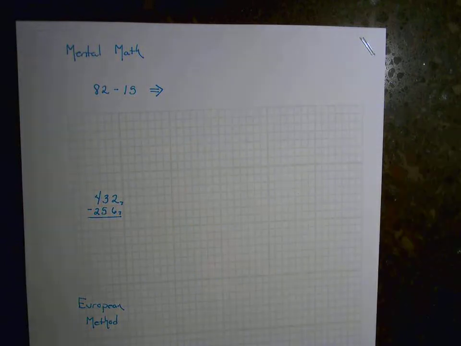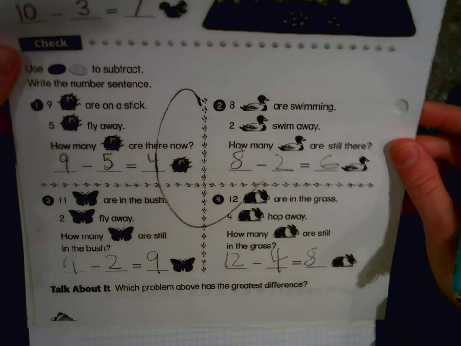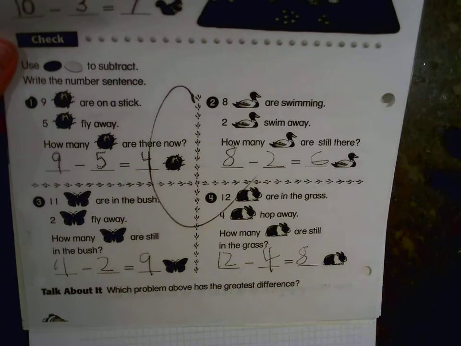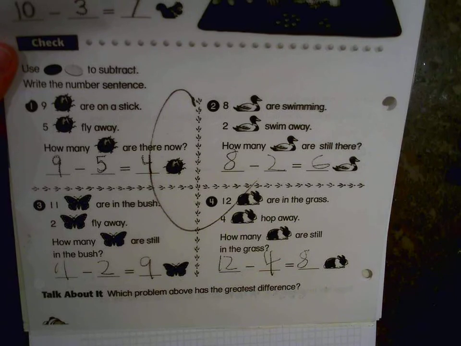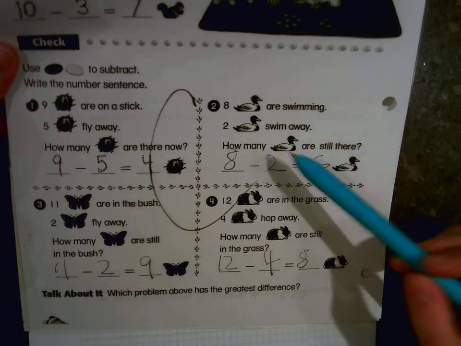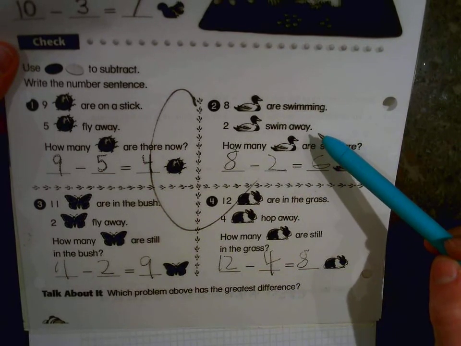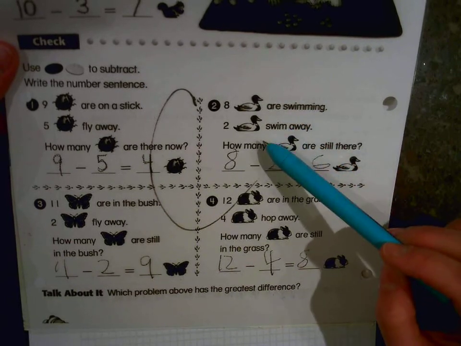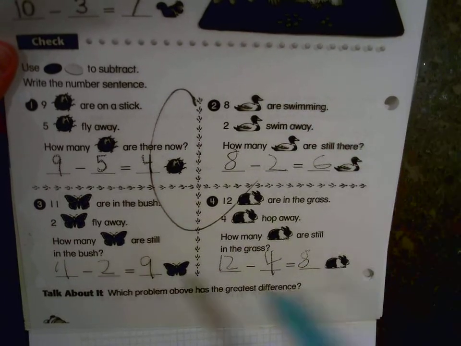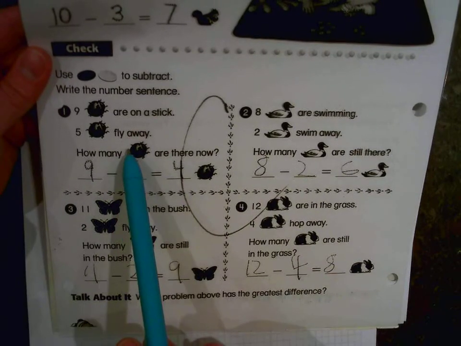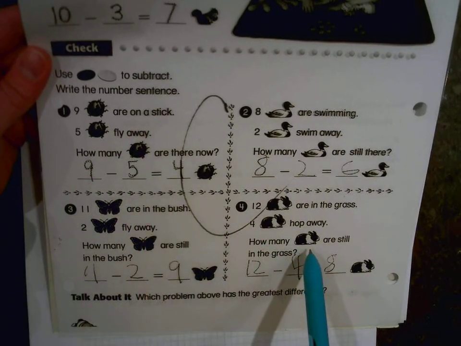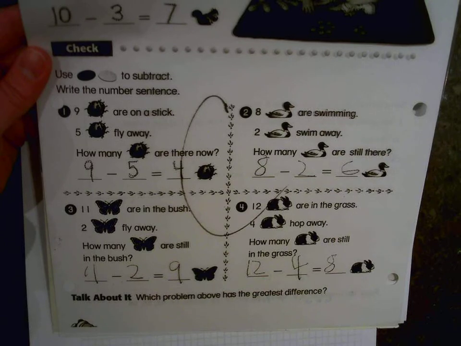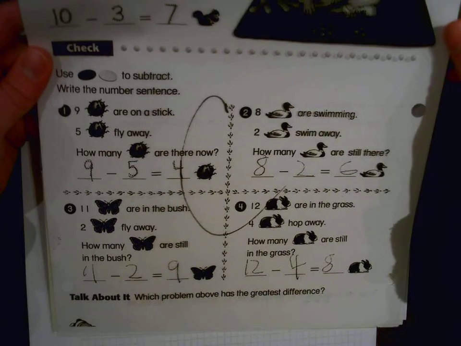All right, so I found the sheets I wanted to show you about takeaway and comparison problems. These are some that a parent had shared with me that their kids were doing. You can see in all of the problems, something's being taken away. We start off with 8 ducks, 2 swim away, they're physically gone, right? The ladybugs fly away, the bunnies hop away. So these are clearly takeaway problems.